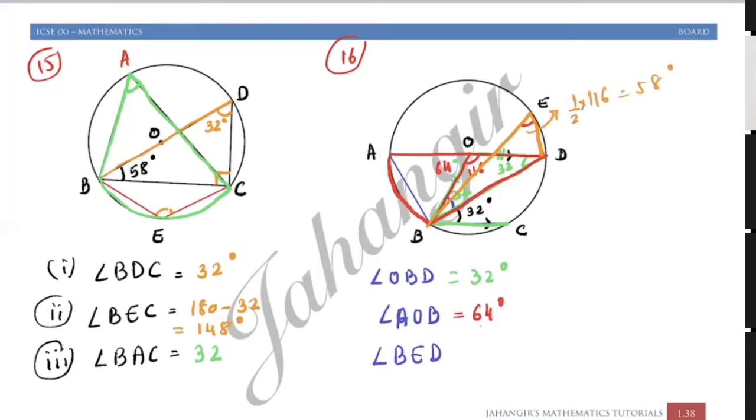Or you can do it one more way. If you take triangle AOB, AO is equal to OB. So this will become 58 and 58. So angle BAD and angle BED lie in the same arc BD. That also you can do. But better is that the angle at the center is twice the angle on the circumference.